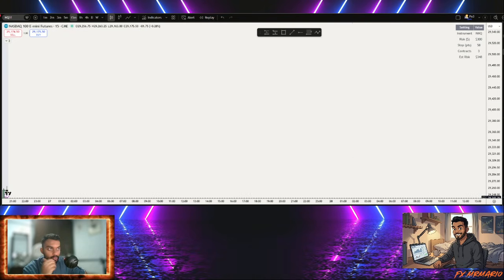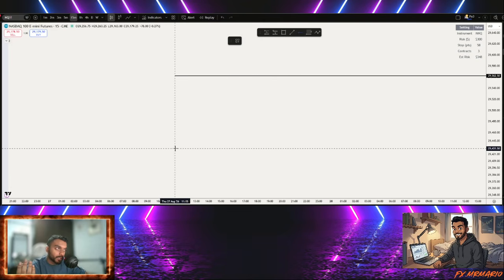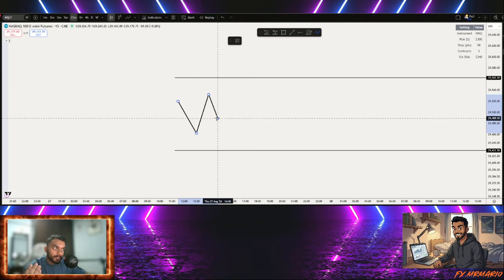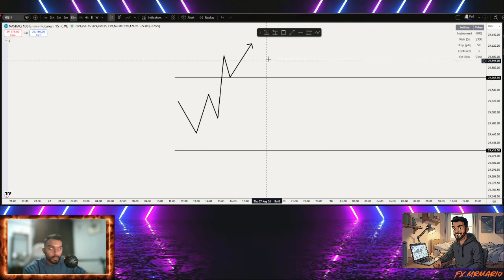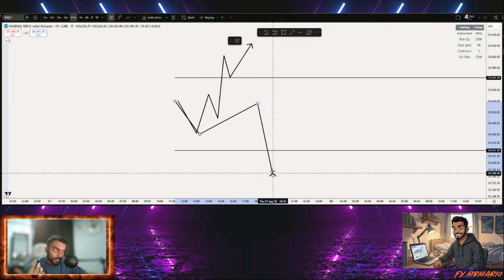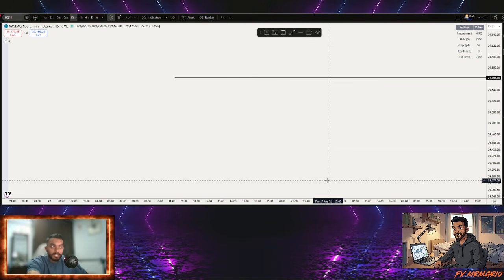Basically, there are two things that people do. They mark the high of the range and the low of the range. And then let's say the price is here, they wait for price to break one side of it, retest, and then they take the trade. Same thing is true for the bottom. They wait for price to break, retest, and then they take a sell trade. That's essentially what the ORB strategy is.